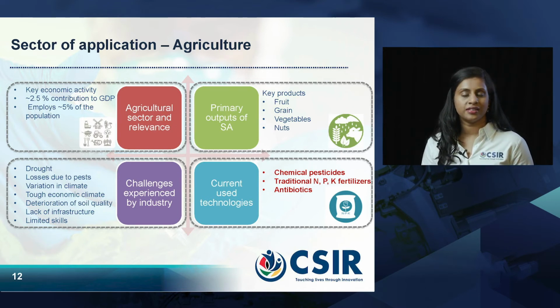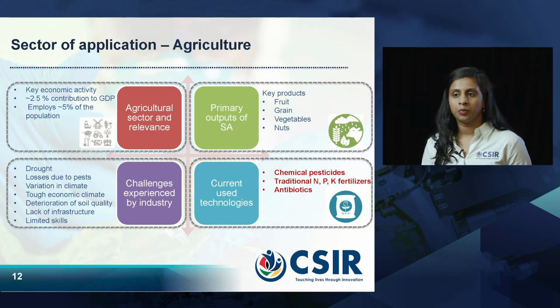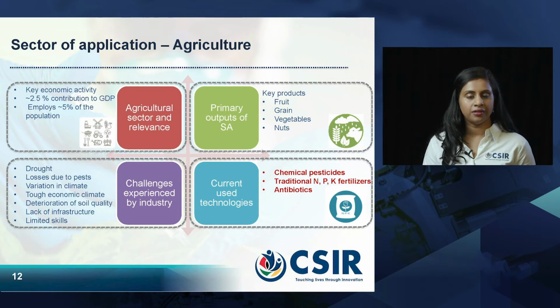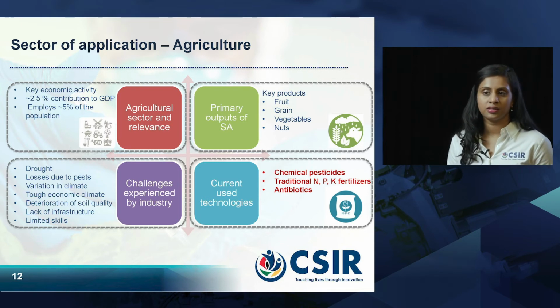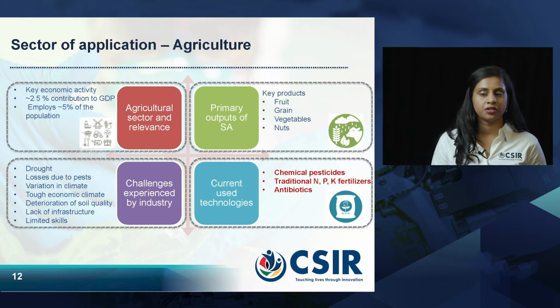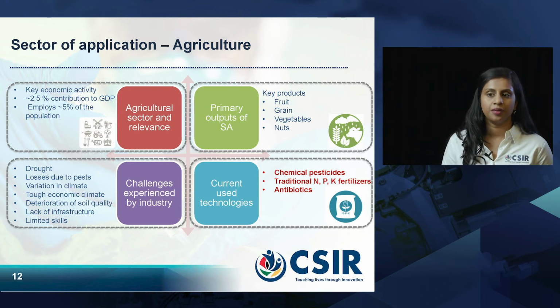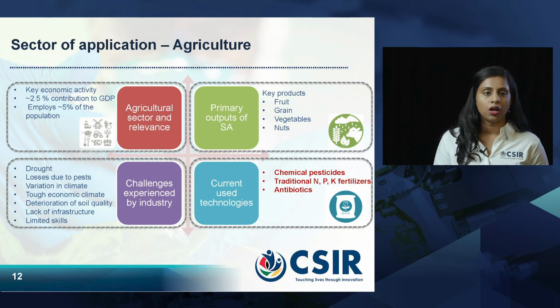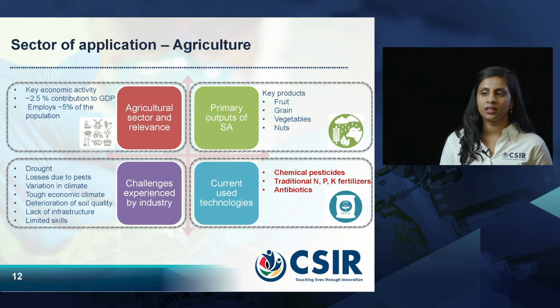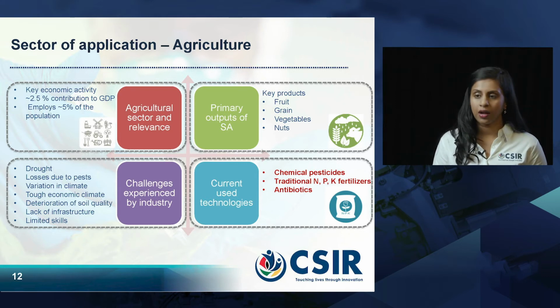It also employs at least 5% of the population. Our primary outputs include fruit, grain, vegetables, and nuts amongst livestock. There are, however, several challenges experienced by industry, and this includes drought, losses due to pests, variation in climate, amongst others. The currently used technologies to circumvent some of these challenges include chemical pesticides, traditional fertilizers, and antibiotics.